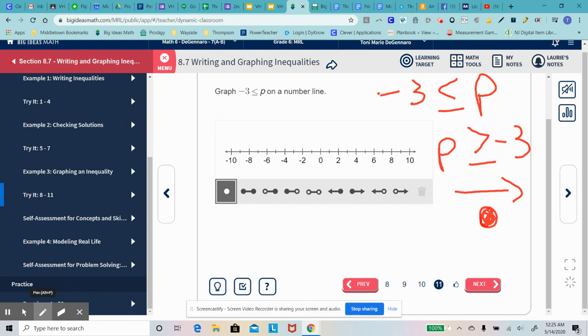So let's look for closed circles. So this is out, and they're going to the right. So this is out. So I'm going to click here, and I'm going to -3. So I got to go to -3, and there it goes for my arrow.